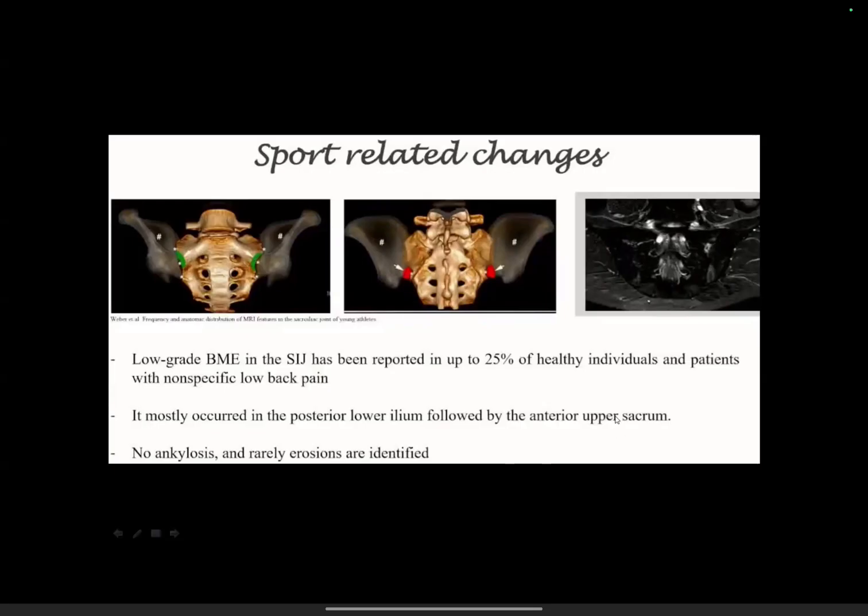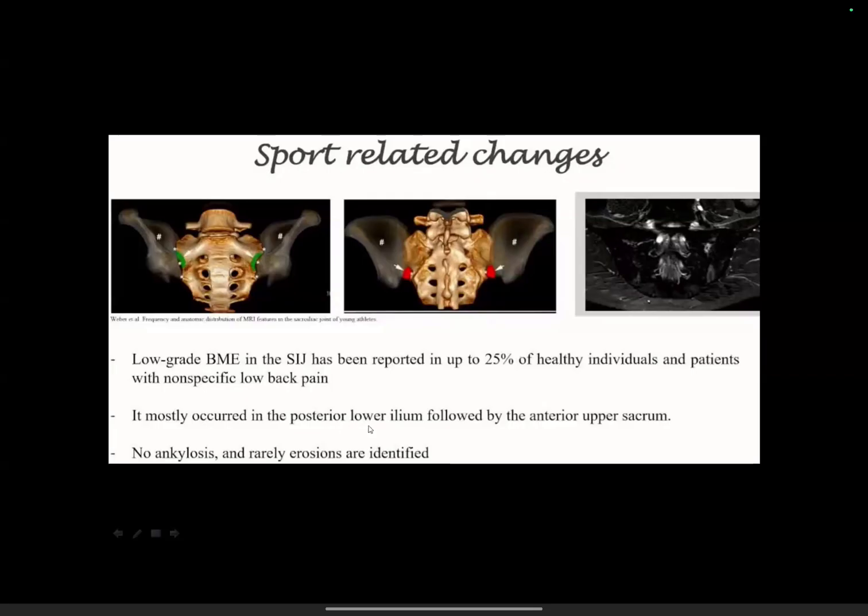Now another entity to remember, that you will get a point from history, is sports related changes. So it can be some low amount of scattered bone marrow edema in the SI joint, and they can sometimes be present in healthy individuals also. So even if you see a mild speck and you overdiagnose it as SPA or ankylosing spondylitis, even that is not right. This is what this slide means, right?